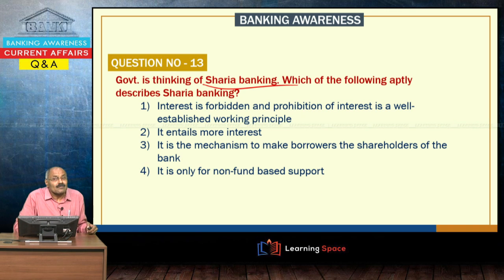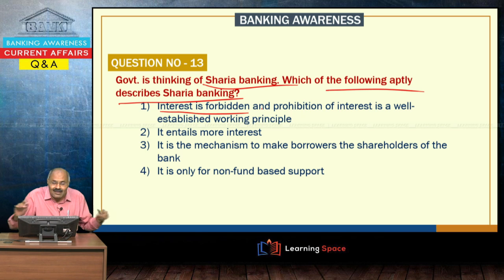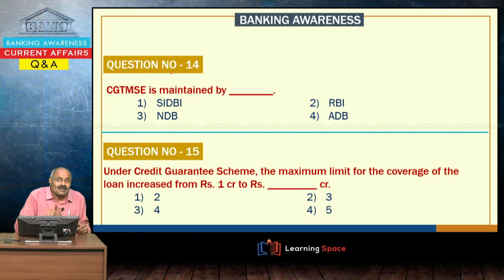Sharia banking. Quite often we hear about Sharia banking. Sharia banking is in vogue in some Muslim majority countries. Which of the following describes Sharia banking? Here, interest is forbidden. Interest is not allowed as per Sharia banking, and prohibition of interest is a well established working principle. So, that is the principle of Sharia banking, right.